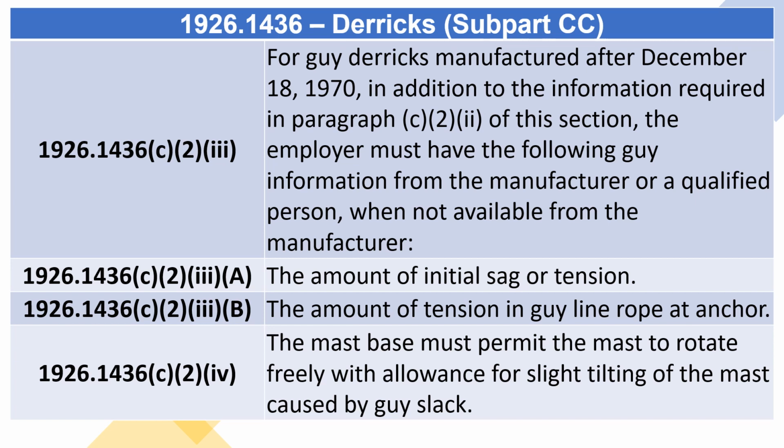1926.1436(c)(2)(iii)(A) and (B). The amount of initial sag or tension. The amount of tension in guy line rope at anchor. 1926.1436(c)(2)(iv). The mast base must permit the mast to rotate freely with allowance for slight tilting of the mast caused by guy slack.